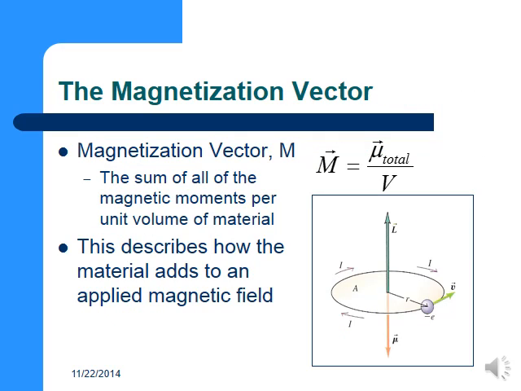So we can define the magnetization vector, M, for a bulk material such as a block of metal, as the sum of all of the magnetic moments per unit volume in that material. We take all of the individual electrons' mu vectors and add them up as a vector sum across the entire volume and then divide by the volume. And we get M. What this does is it describes how this material adds to or even subtracts from an applied magnetic field.